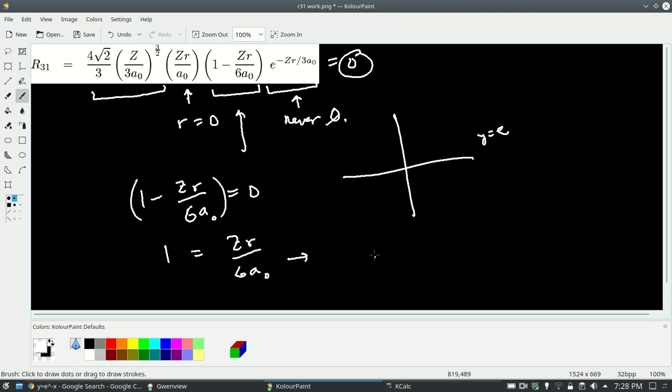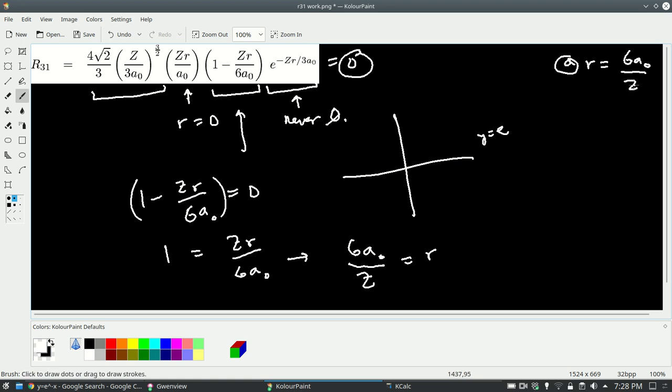All right, and now r is equal to 6a naught over Z. And if this equation is for the hydrogen atom where Z equals 1, I think Z is the atomic number, but if that's the case, it will just be r equals 6a naught. Okay, so that was part A. So in part A, we have r equals 6a naught.